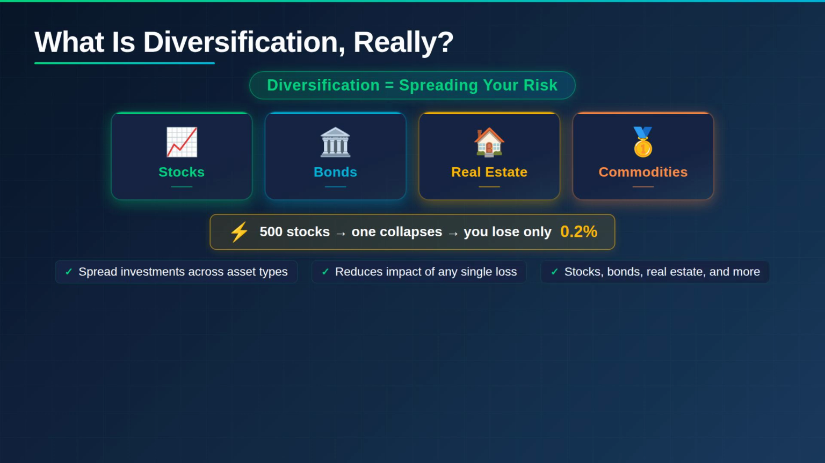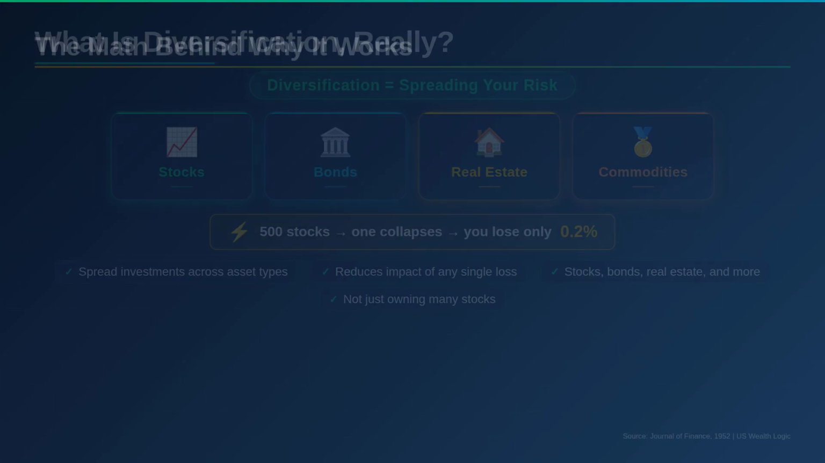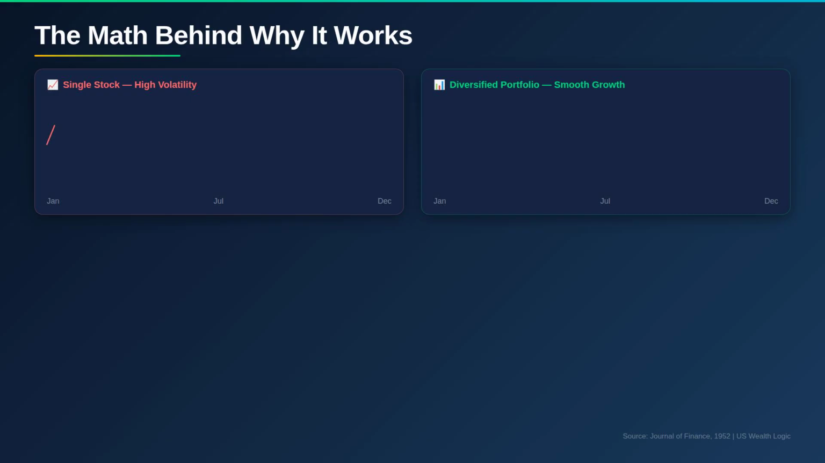Diversification isn't just about owning a lot of stocks, though. True diversification means spreading across different asset classes: stocks, bonds, real estate, commodities, and cash. Each of these tends to react differently to economic conditions, and that's exactly the point. Here's where it gets really interesting.